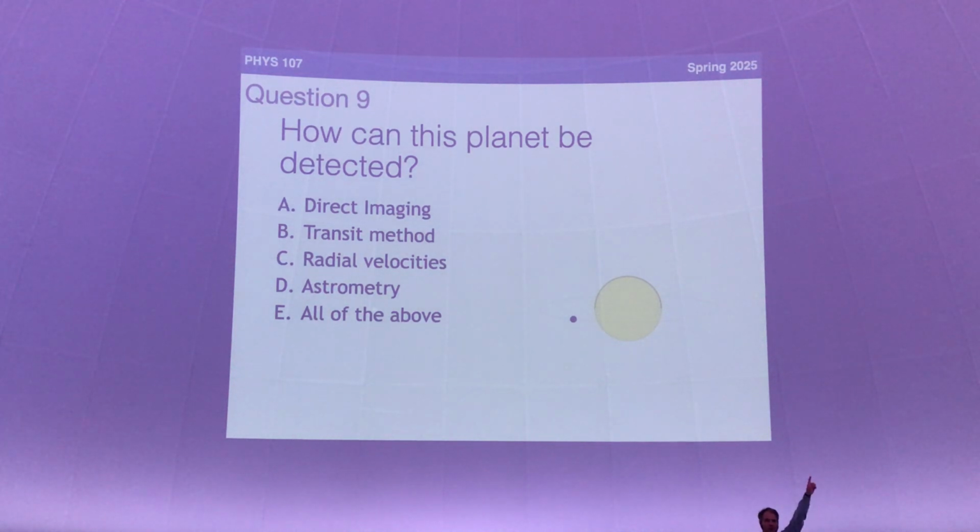Which one was it? 1, 2, fold it all the way out. Okay.